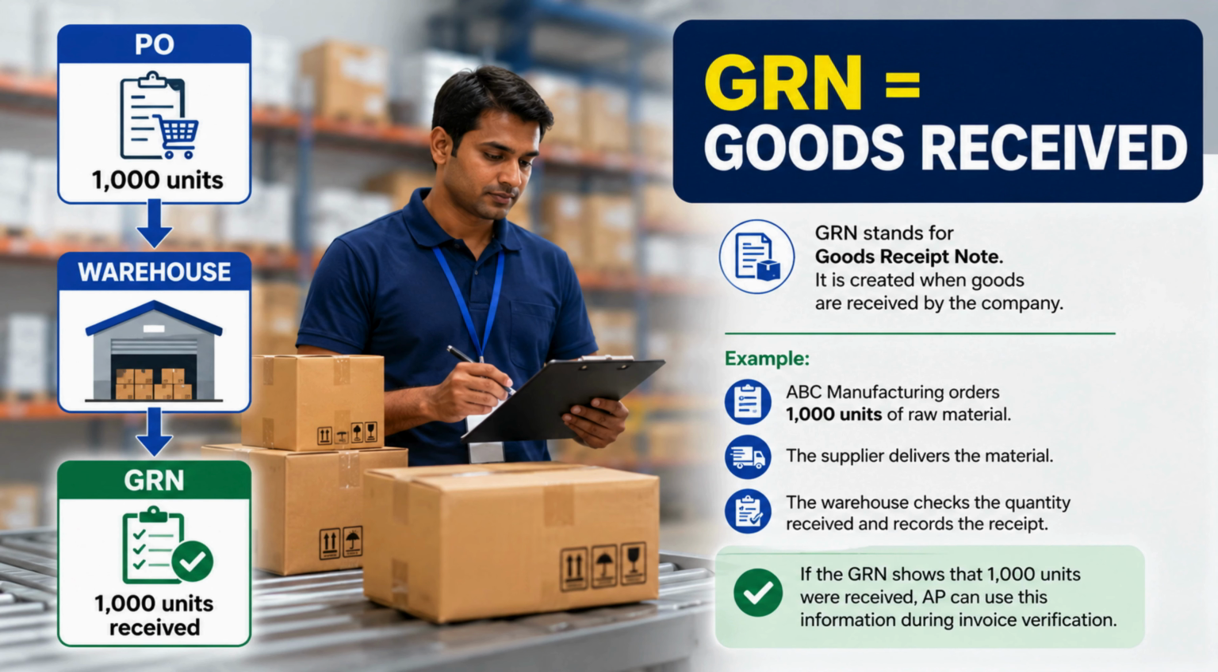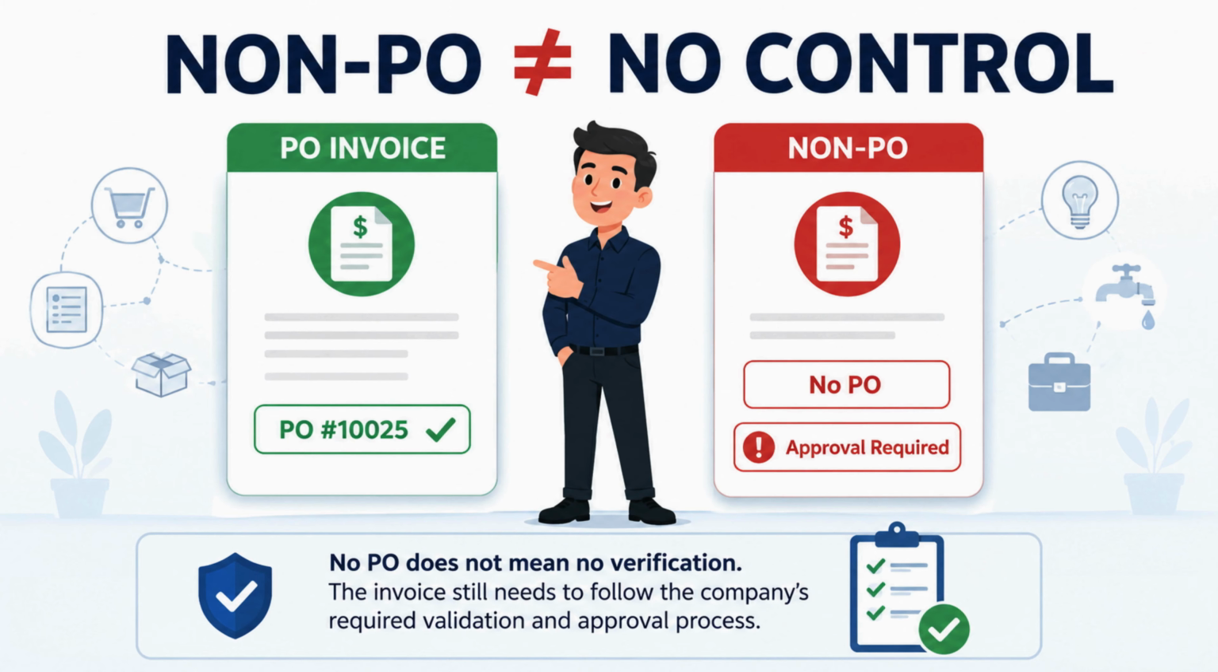Question 6. What is a non-PO invoice? A non-PO invoice is an invoice that does not have a traditional purchase order associated with it. For example, certain utility bills or professional service invoices may be processed through a non-PO process. However, no PO does not mean no verification. The invoice still needs to follow the company's required validation and approval process.